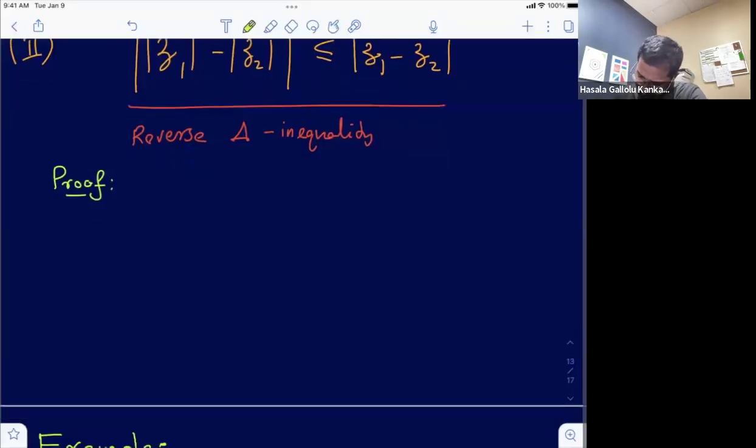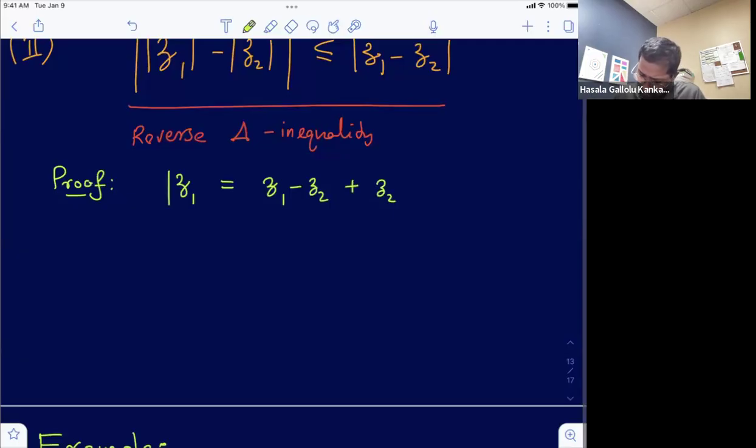Step number one, we already have the triangle inequality with us. Now, because of that, let's do this. z1 is none other than z1 minus z2, plus z2, right? So it is a very simple fact.